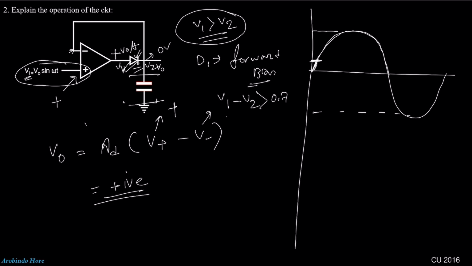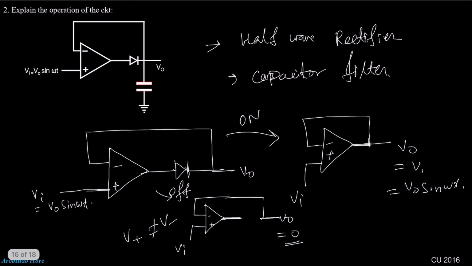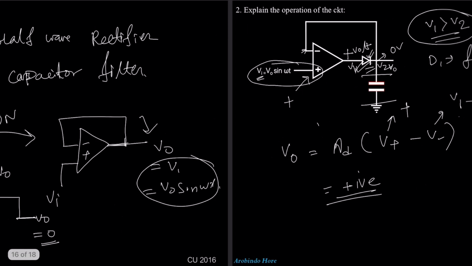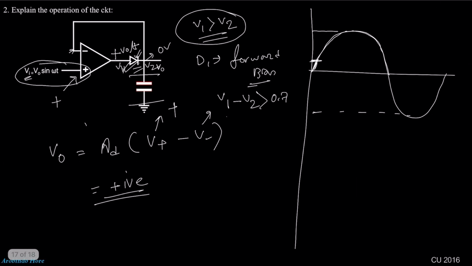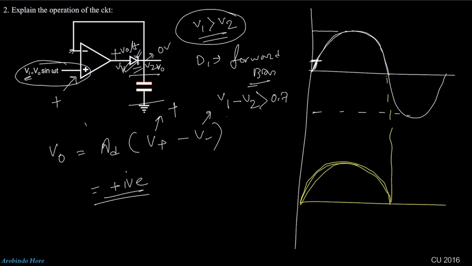And if the diode is turned on, I already showed you that this circuit looks like a voltage follower circuit, and the output will be the same as the input voltage. That means we will get a sine wave in the output. Understood? No problem in that one? Now go to the negative half cycle.